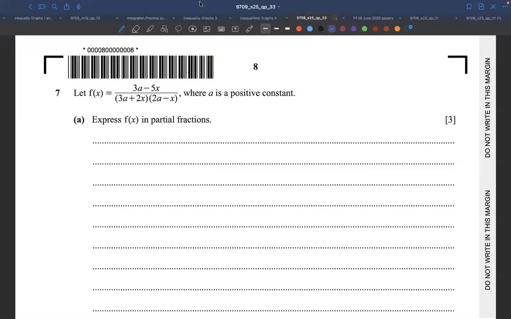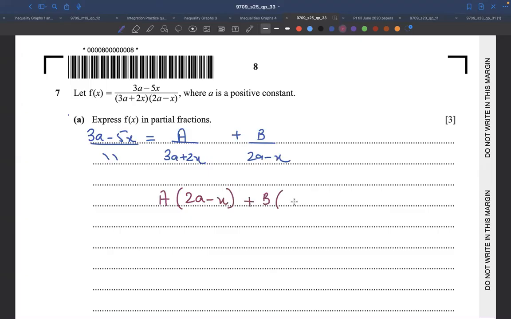In question number 7, we have to express the function in partial fractions. So in the first step, we'll write this as a upon 3a plus 2x plus b upon 2a minus x. And this will be equal to the original fraction, and we'll just write the numerator over here, and the denominator will remain the same. Now, when we solve this, we'll first take the LCM. So a will multiply by 2a minus x, and b will multiply by 3a plus 2x. And that will be equal to 3a minus 5x.